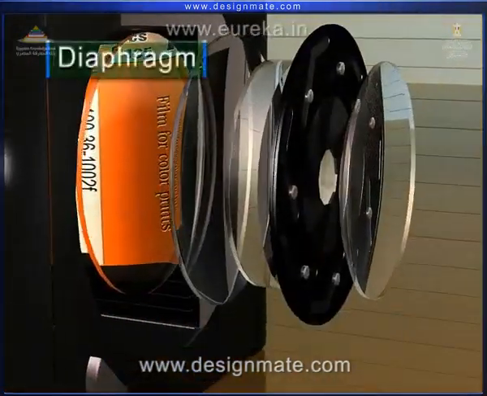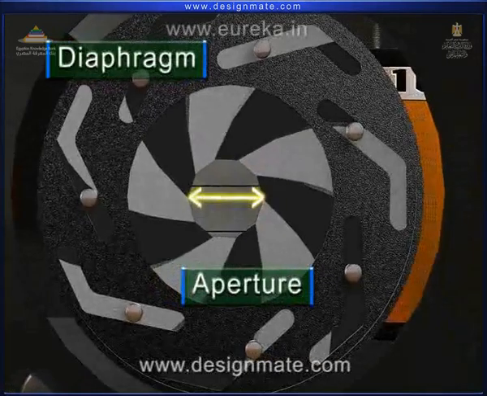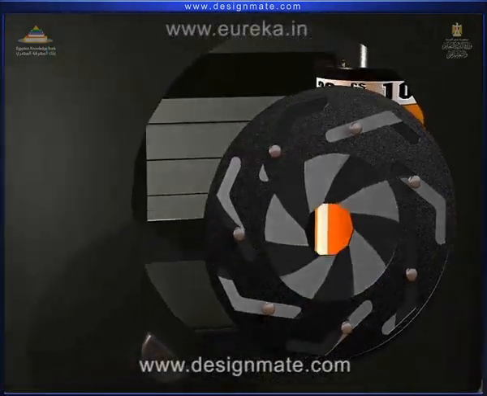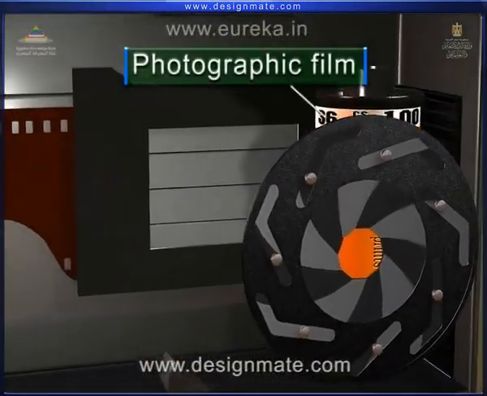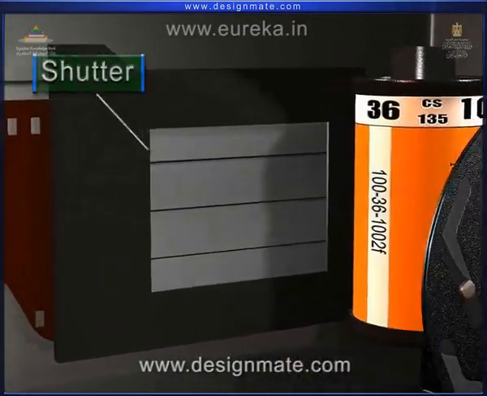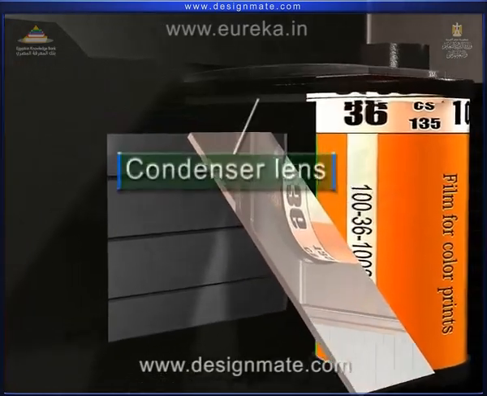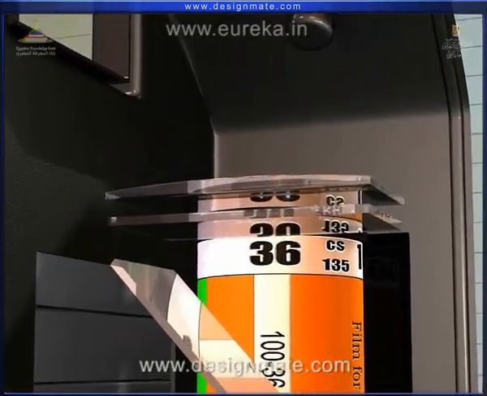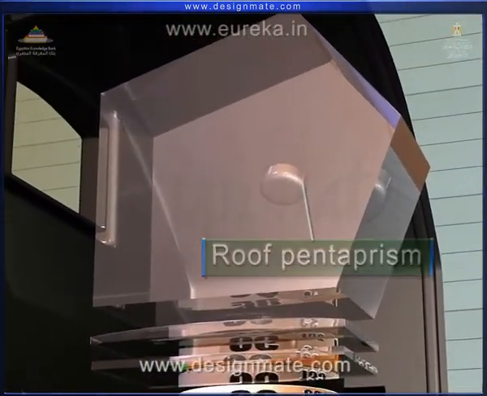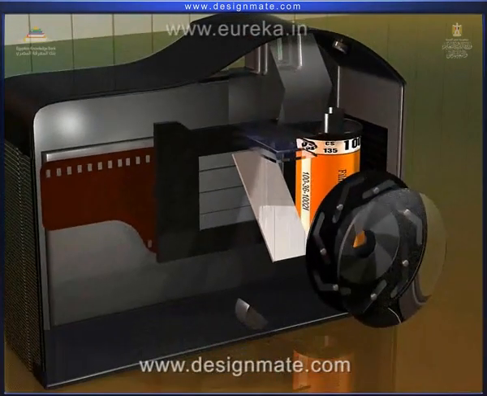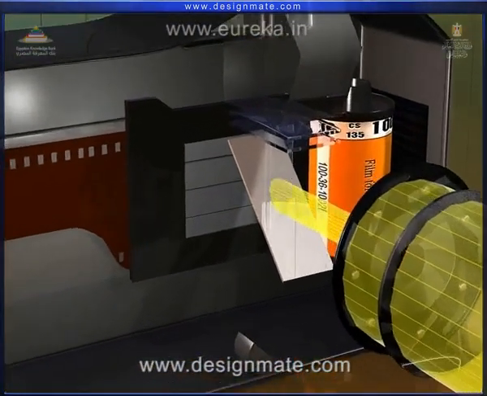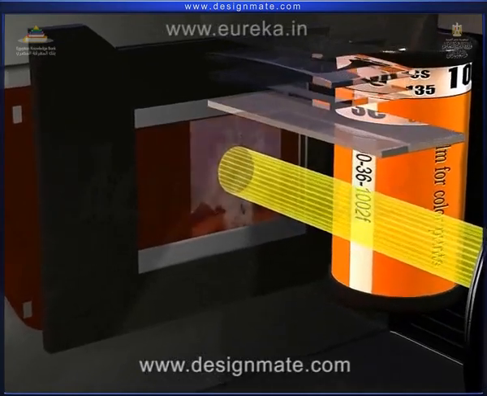Thus, we have seen that the camera consists of a light-proof box with a convex lens system and a diaphragm with an aperture at one end and photographic film and shutter on the other end. In front of the shutter, we have the mirror, the condenser lens system, and the roof pentaprism. All these components work together in an amazing way to produce the photographs we see.